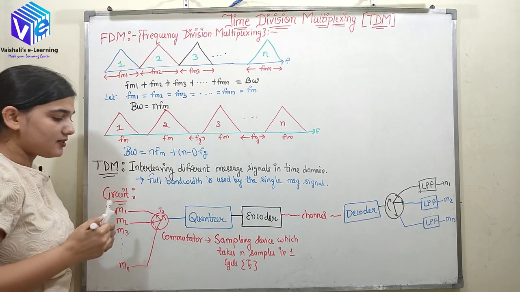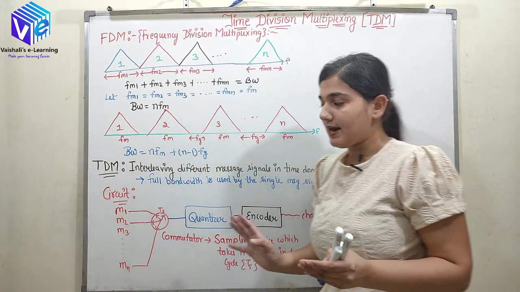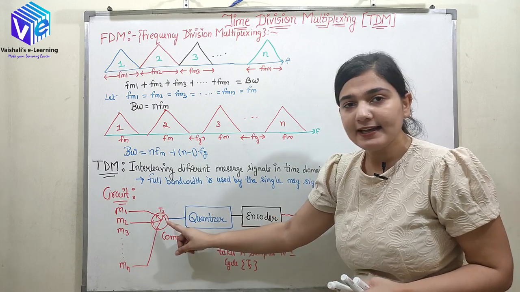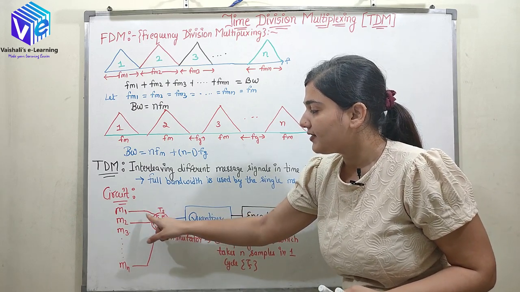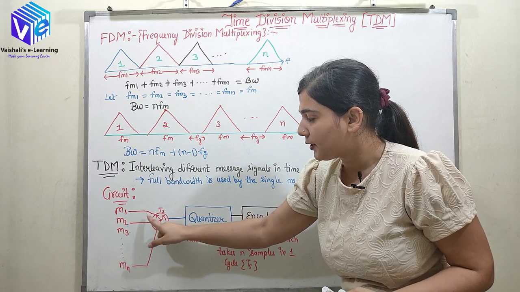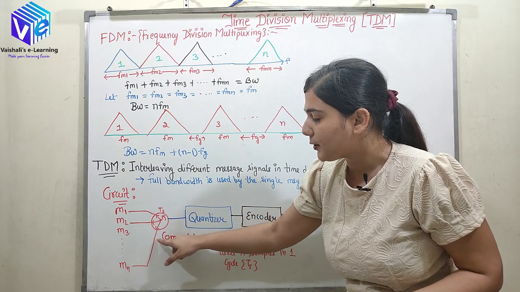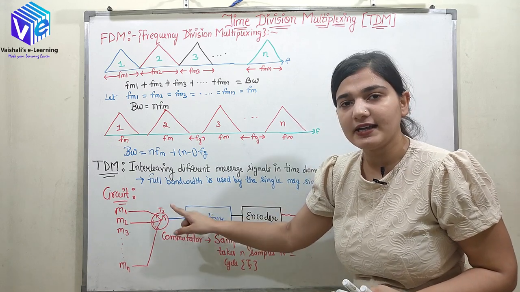So in TS duration, it will be taking n samples. Let's understand this. It's a device which is rotating anti-clockwise, and when it is rotating anti-clockwise, it will take the sample of the first message, it will rotate, then take the sample of the second message. Similarly, it will keep on rotating until it completes the full TS duration.